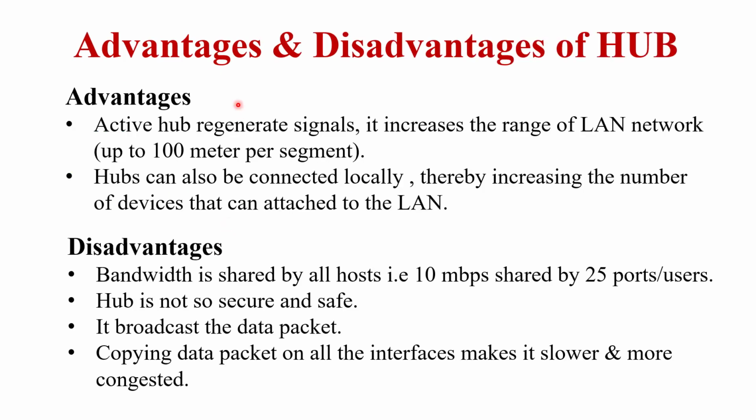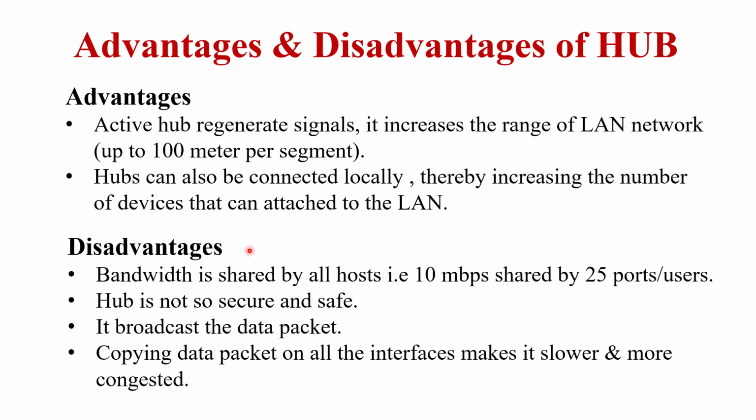Now the advantages and disadvantages of hub. First I will discuss the advantages. Active hub regenerates or amplifies the signal that extends the range of the network. This is a very important advantage of active hub. Next, hubs can also be connected locally, thereby increasing the number of devices that can attach to the LAN. So these are the two benefits of hub.